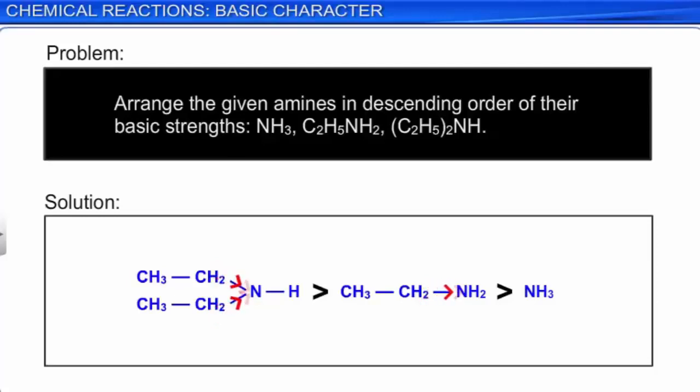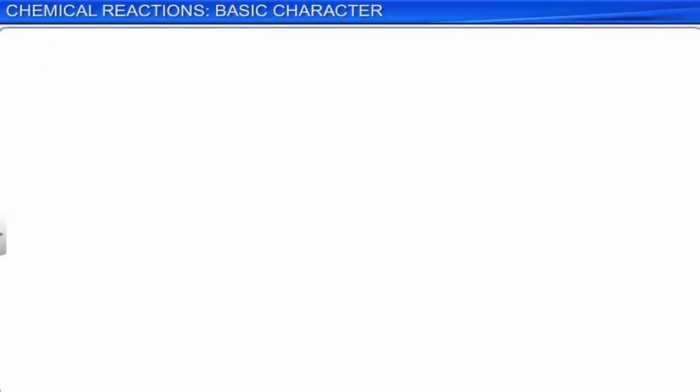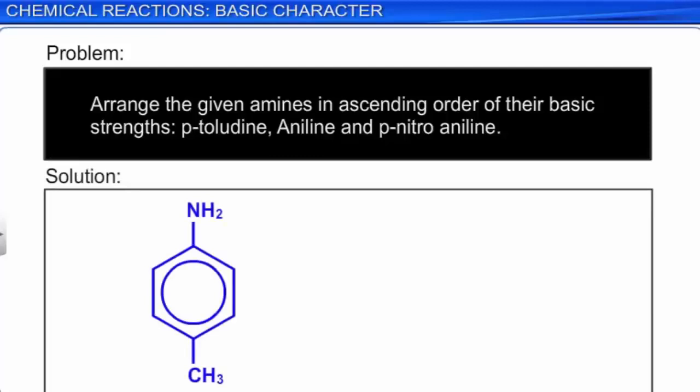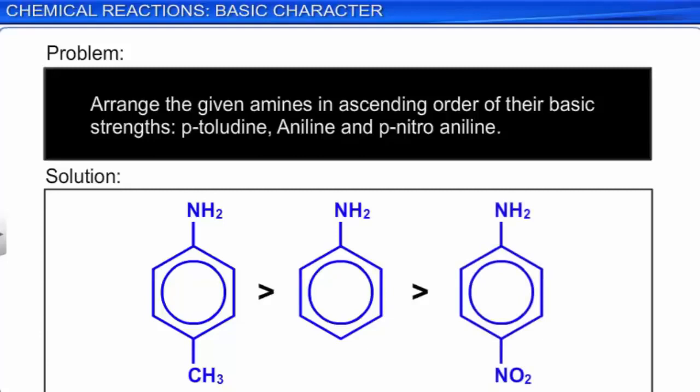Here's another problem. Arrange the given amines in ascending order of their basic strengths. Try to work out the answer yourself before checking the solution. The descending order of the basic strengths of these amines is para-toluidine is greater than aniline is greater than p-nitroaniline. Here, NO2 has a -I effect and is thus less basic than aniline, while the methyl group has a +I effect and is therefore more basic than aniline.